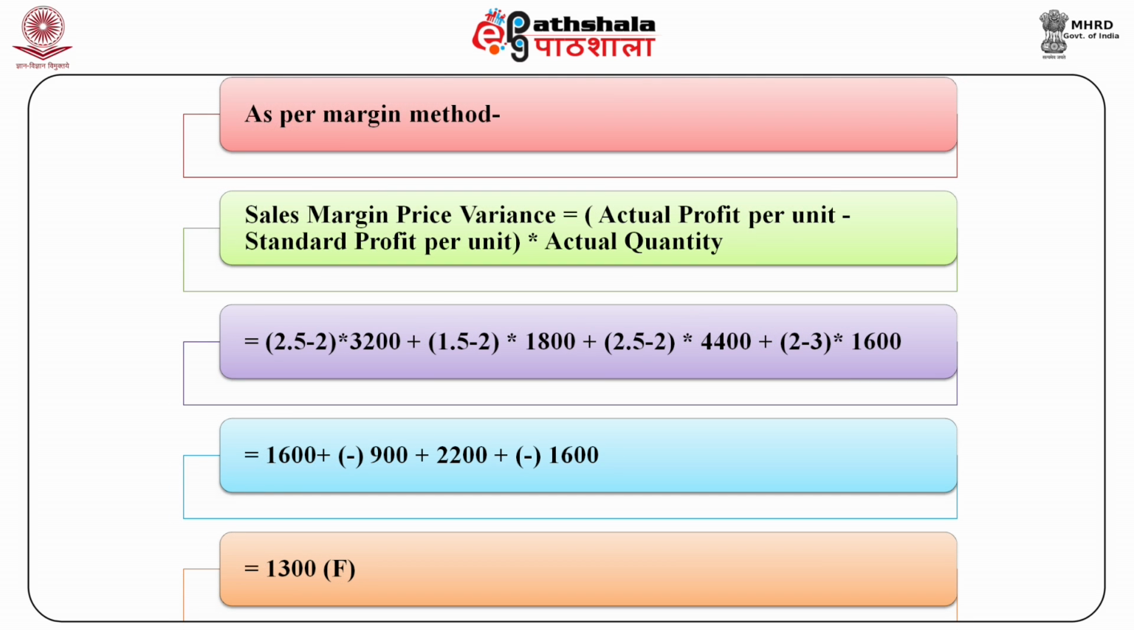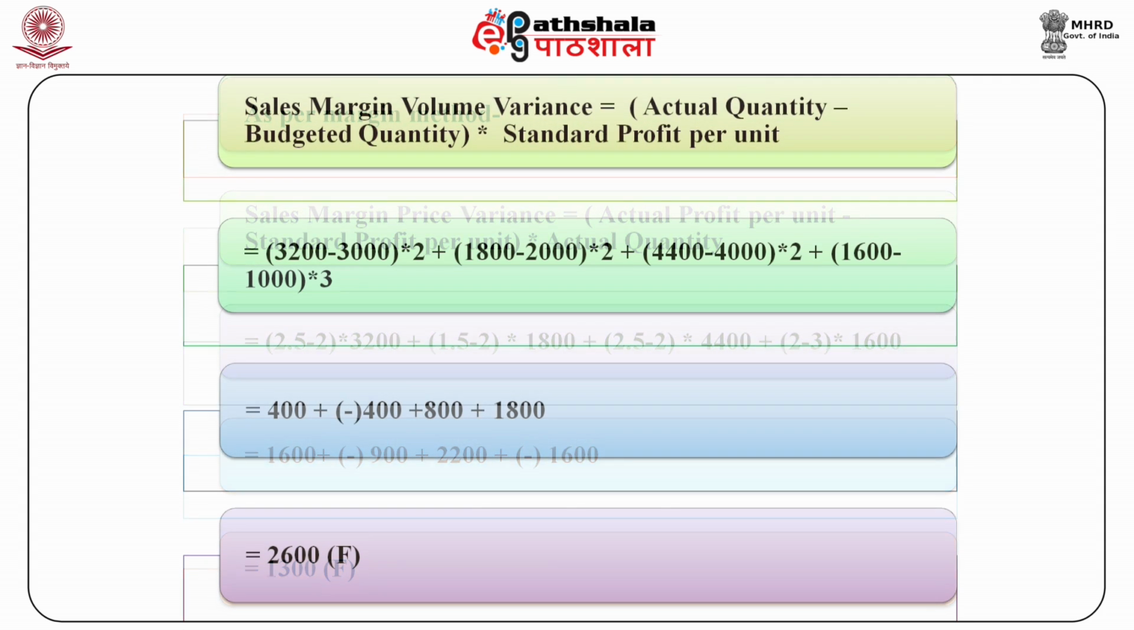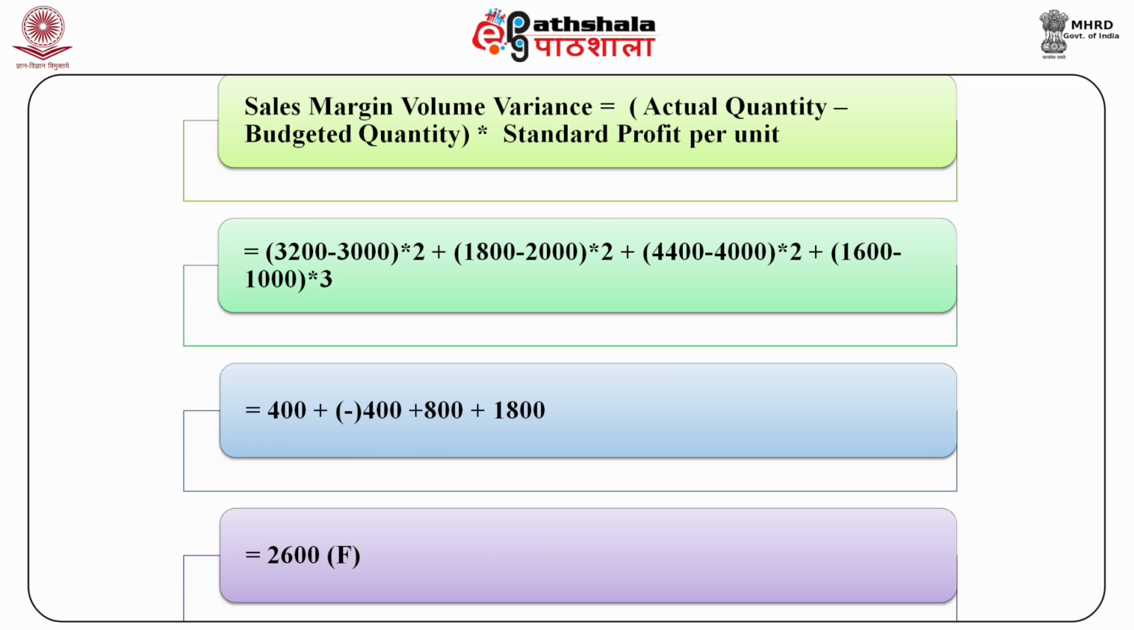Now as per margin method, sales margin price variance is equal to actual profit per unit minus standard profit per unit multiplied by actual quantity. So this equals (2.5 minus 2) multiplied by 3200 plus (1.5 minus 2) multiplied by 1800 plus (2.5 minus 2) multiplied by 4400 plus (2 minus 3) multiplied by 1600. This equals 1300.